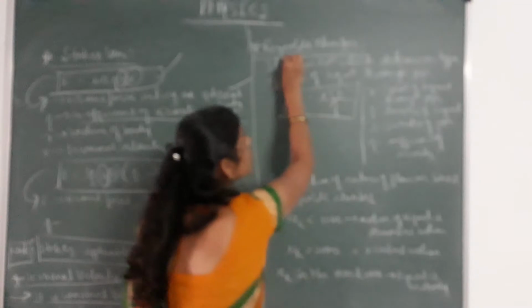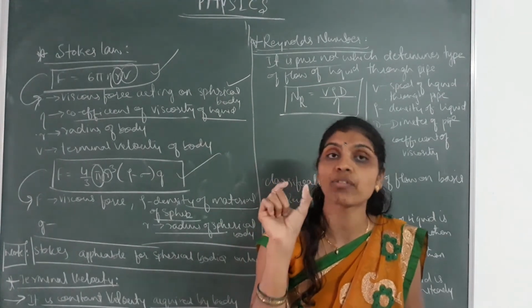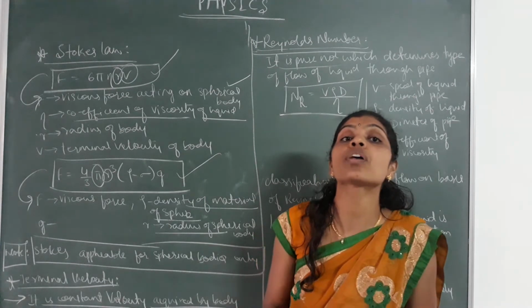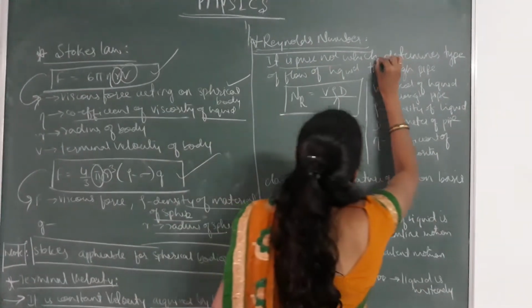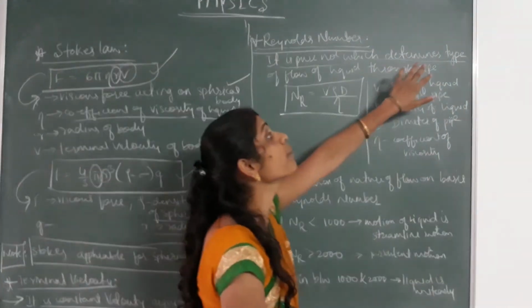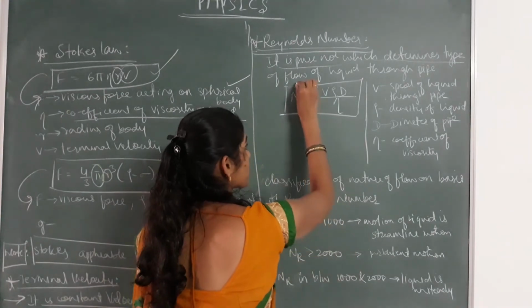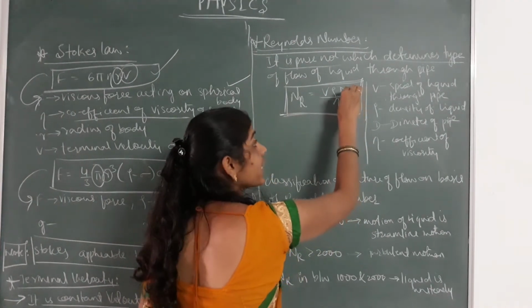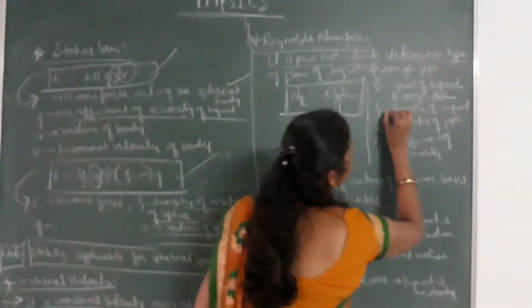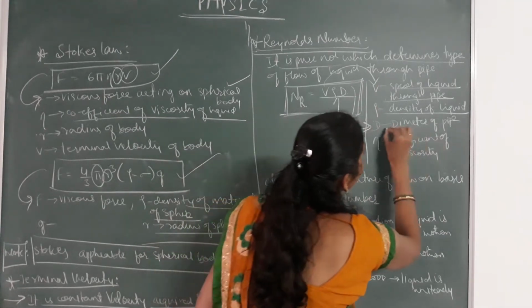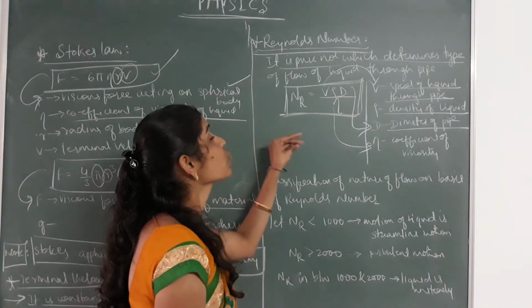According to the definition, Reynolds number is a pure number by which we can classify the type of flow of liquid. It is the number which determines the type of flow of liquid through a pipe, and mathematically it is represented by the formula N_R is equal to v rho d divided by eta, where v is the speed of the liquid through the pipe, rho is the density of the liquid, d is the diameter of the pipe, and eta is the coefficient of viscosity. This is the mathematical formula used to represent the Reynolds number.